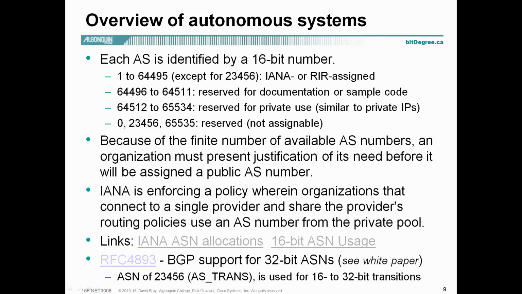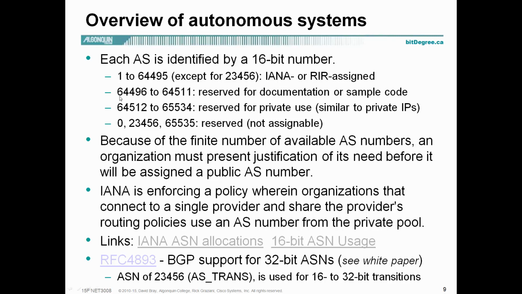So publicly anyway, each AS is identified by a single 16-bit number. And as you know, a 16-bit number has a value from 0 to 65,535 in decimal. So this slide is showing that the values from 1 to 64,495, except for one special value, which we'll talk about shortly, are going to be assigned by an RIR or by IANA.